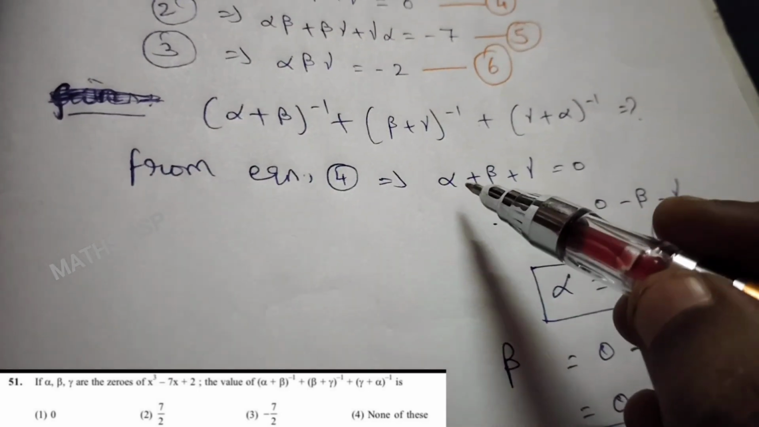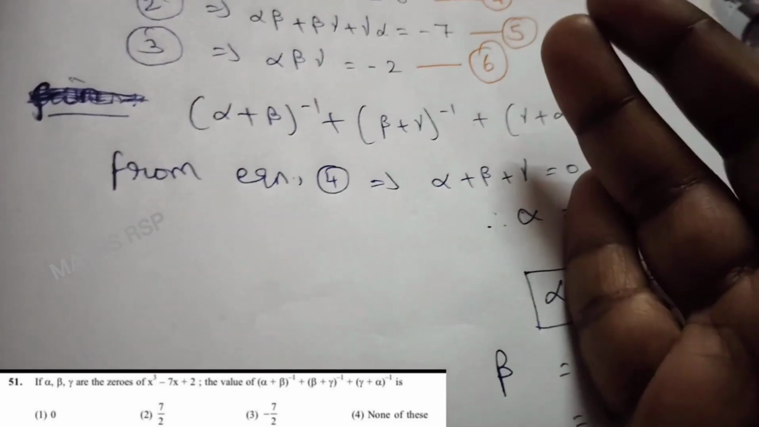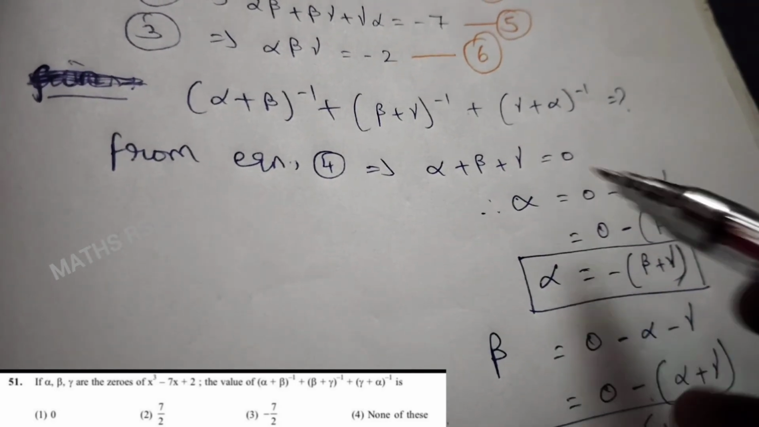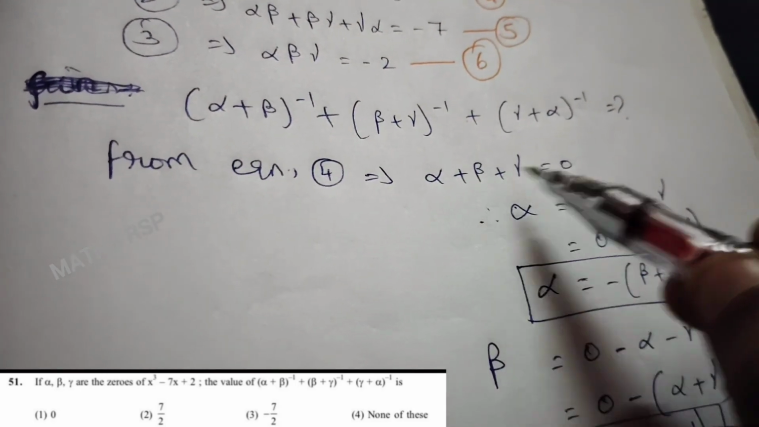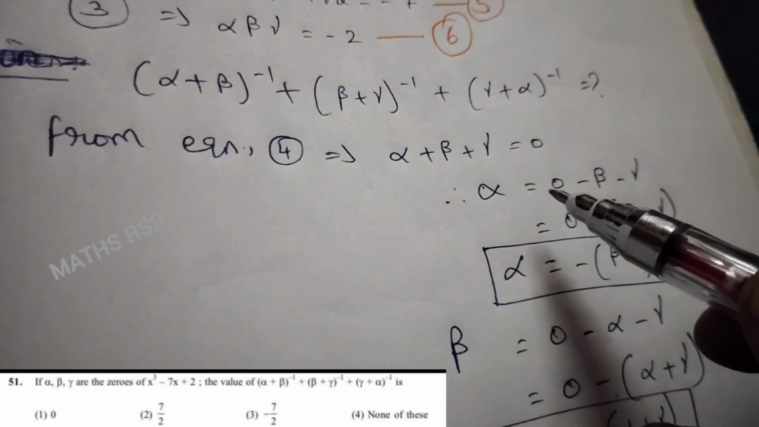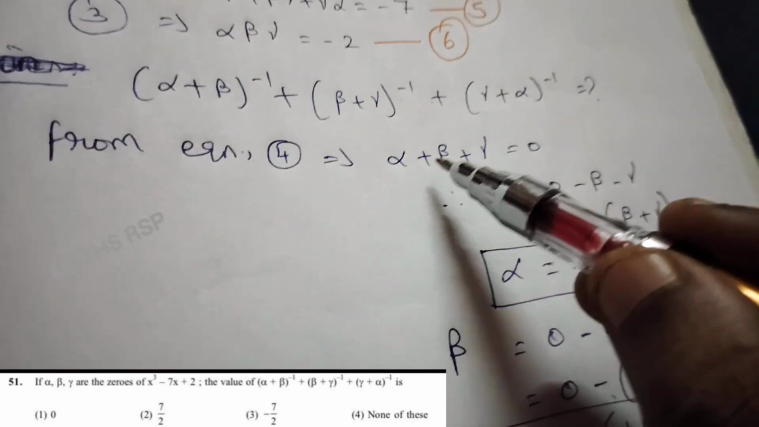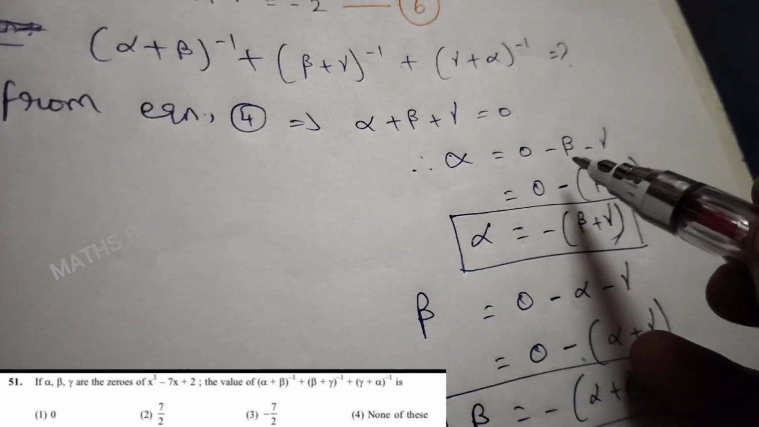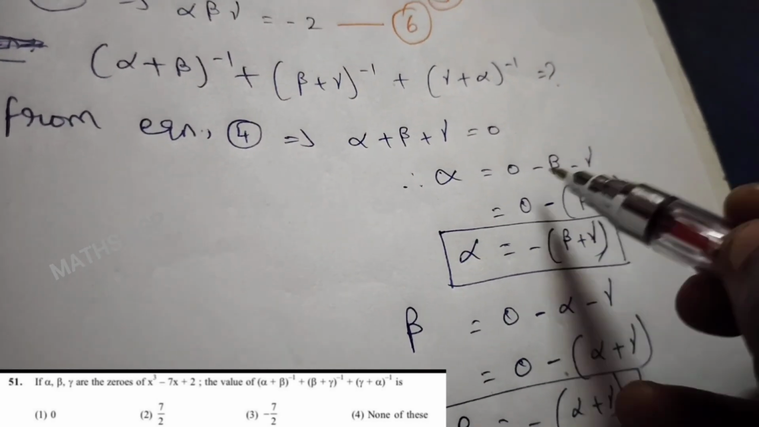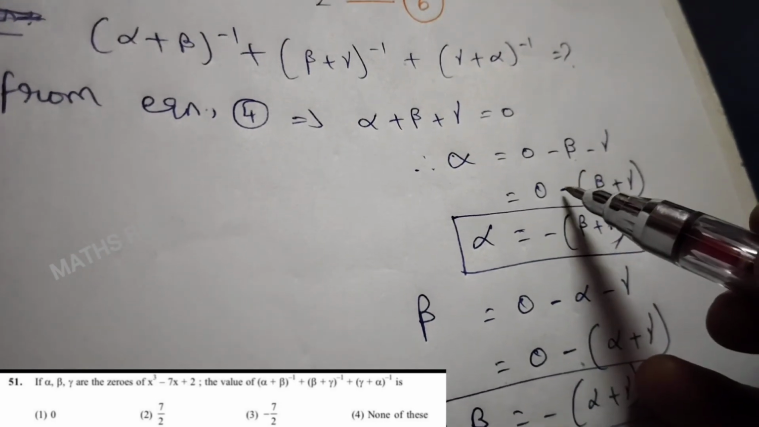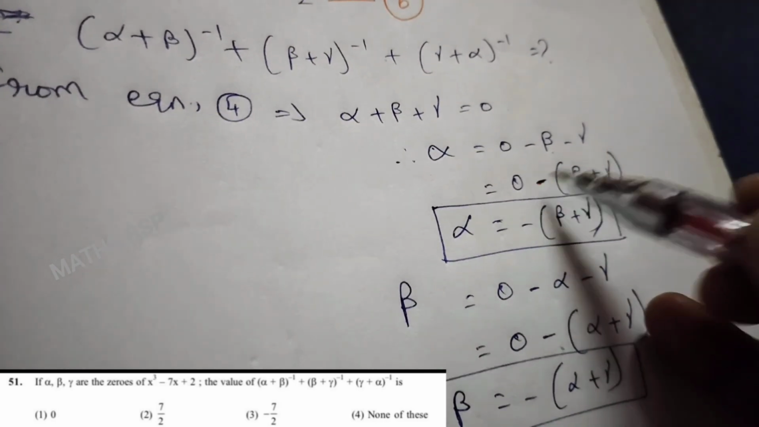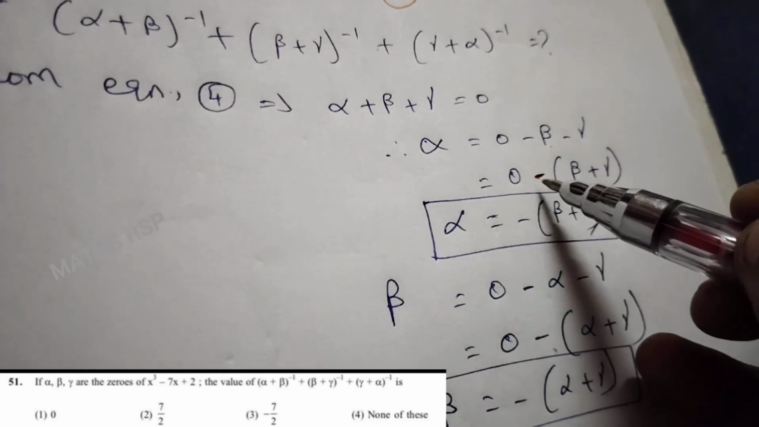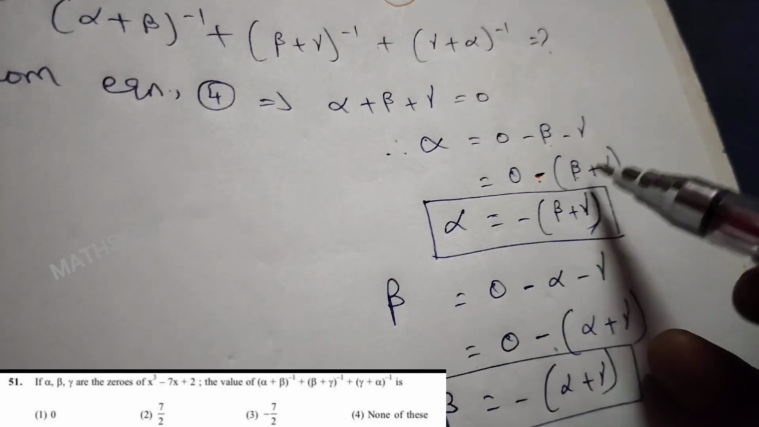I keep this alpha on the left side and transfer beta and gamma to the right side. When we transfer plus beta after the equal sign, it changes to minus beta, and plus gamma becomes minus gamma. So here the two coefficients are negative, so I take minus as common. So minus of beta plus gamma. By solving this, we can get this value. See, minus beta, minus into plus, minus gamma.